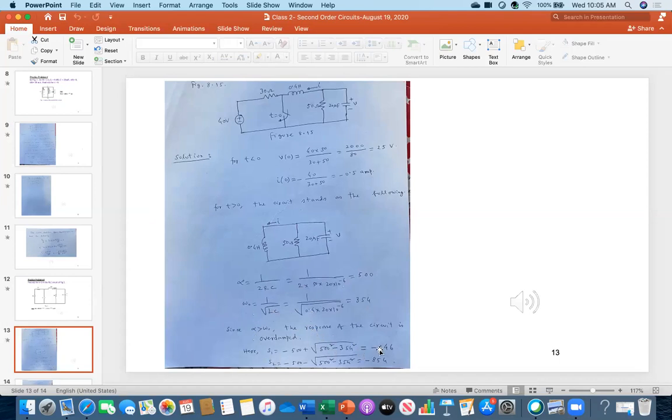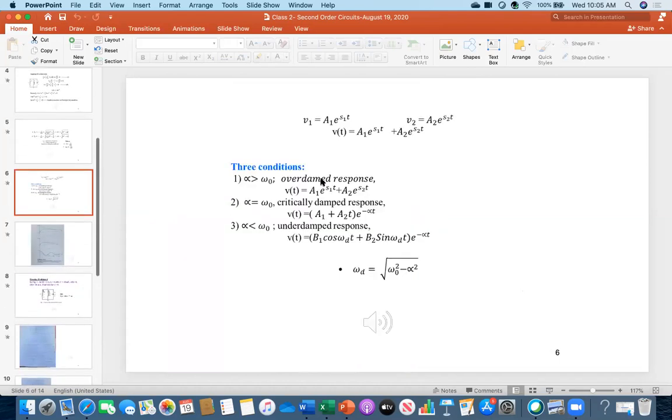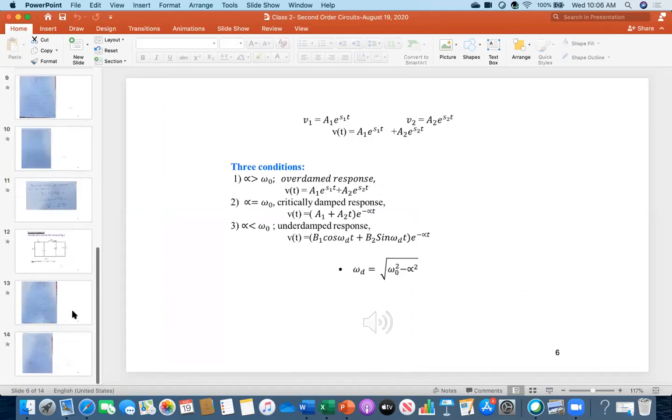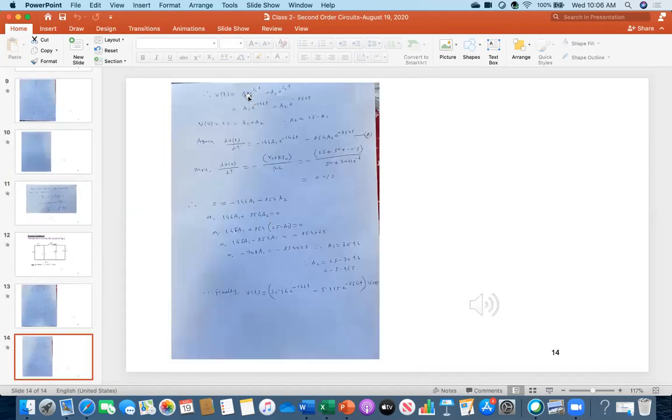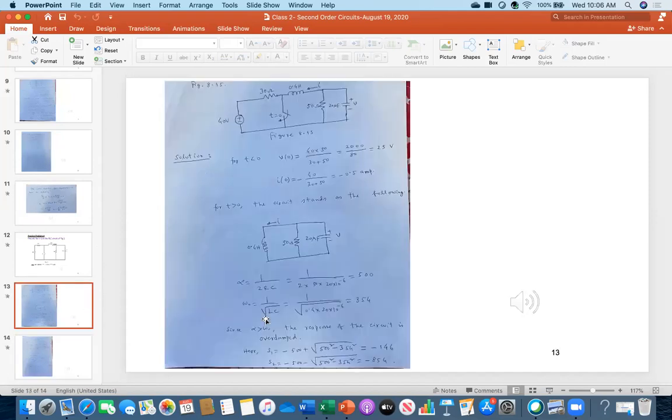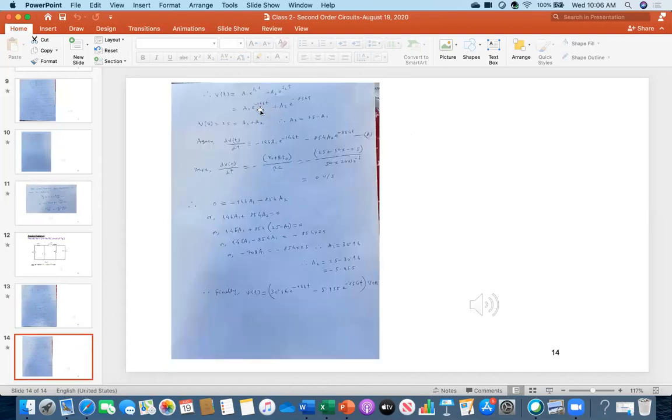Then find the S1 value and S2 value. Which equation to apply? Because alpha is greater than omega naught, it is the first case, the overdamped case, so I have to pick up this equation. I picked up that equation, and in the second line I am substituting the values of S1 and S2 that I calculated here. Look at the last two lines, the S1 and S2 values. Once I put in S1 and S2, the expression has A1 and A2, and then exactly the same procedure that we did in the previous problem.